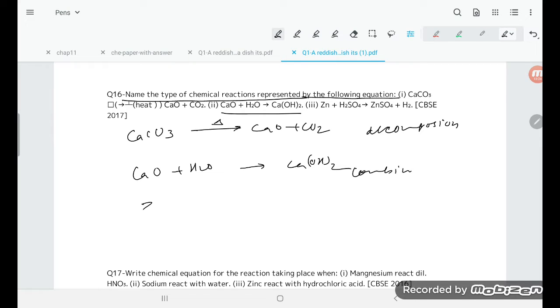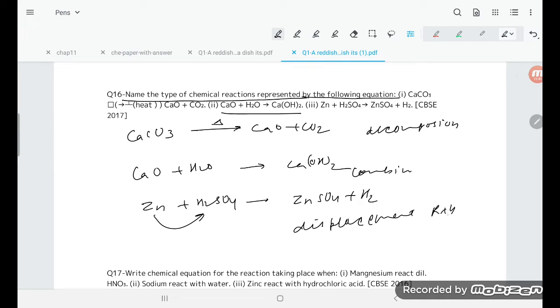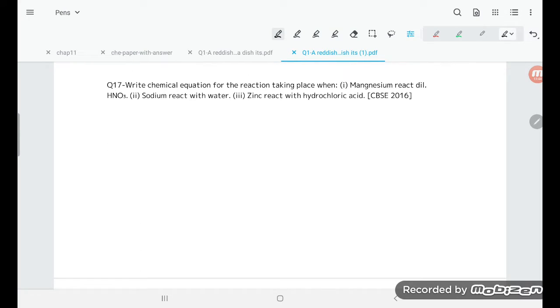And the last one, zinc plus H2SO4. It is going to be ZnSO4 plus H2. Here zinc replaces the hydrogen, so this is a simple displacement reaction, right? These are the types of reactions you can easily understand. Question number 17.